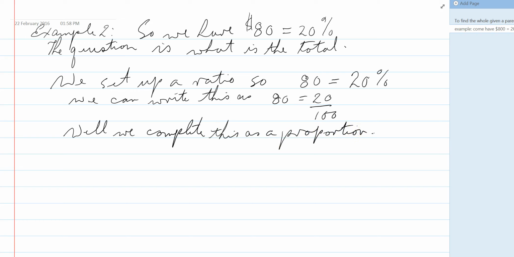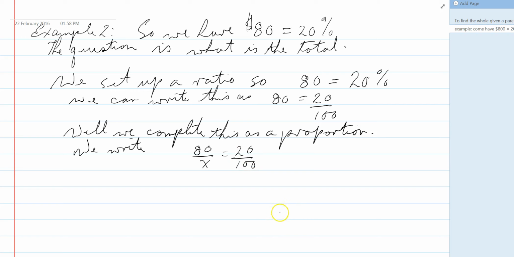Remember, a proportion is actually a comparison of two ratios. So the bottom part of that top number 80 would be x, since we don't know what that is, but it will represent 100%. So we write 80 over x is equal to 20 over 100. Now we solve for x.